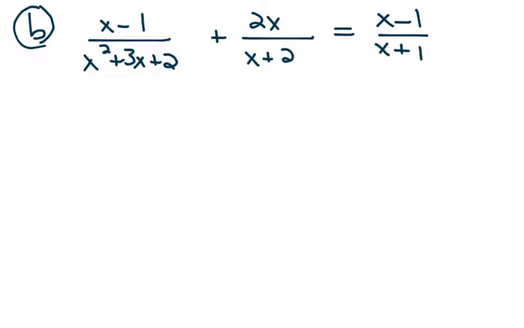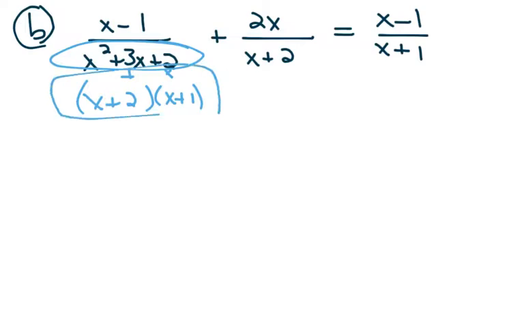All right, let's do this again in problem B. In order to solve this algebraically, I want all three denominators to have the least common denominator. Let's factor this first denominator and see what I get. The two numbers that multiply to give you positive 2 but add to give you 3 are x plus 2 and x plus 1. We're going to give you relatively simple problems here, so I want you to notice that, look, all three denominators have x plus 2 and x plus 1, so what's the least common denominator?